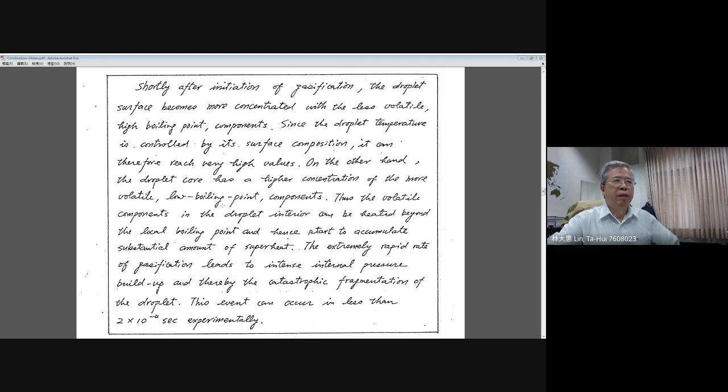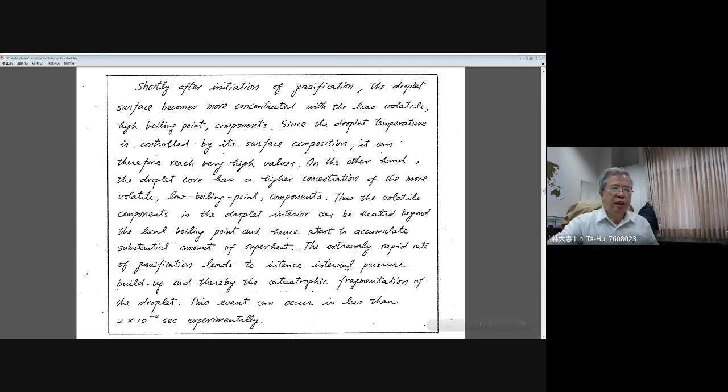The volatile components in the droplet interior can be heated beyond the local boiling point, and hence start to accumulate a sustainable amount of superheat. This may emphasize the controlled boiling. Actually, the boiling point does not change, but they accumulate a large amount of vapor. Then they do not have room for expansion. Indeed, they need to build up their pressure.